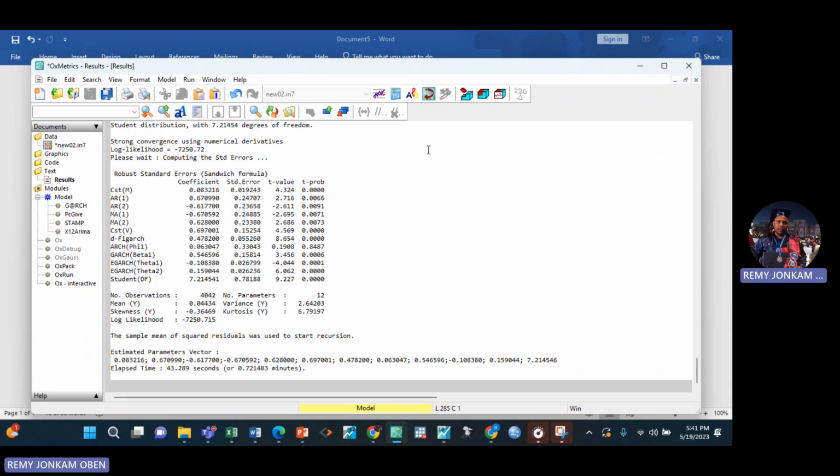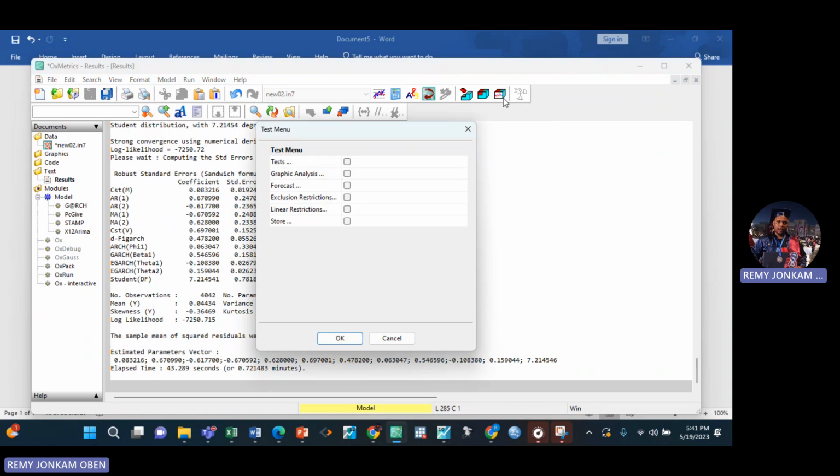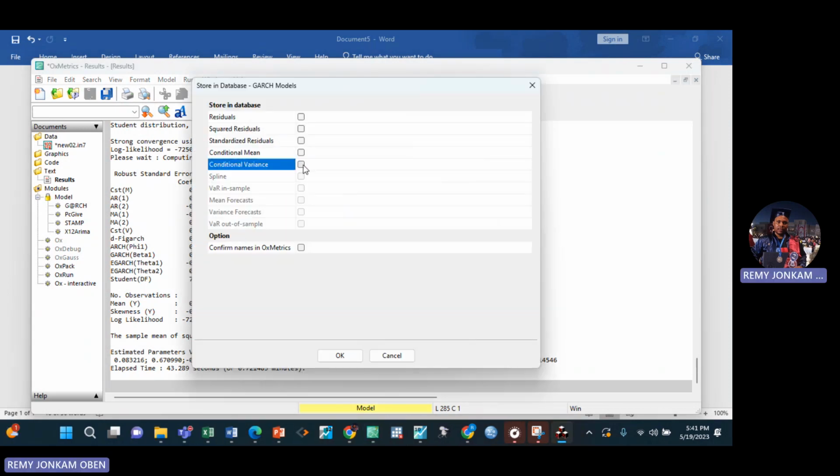Once we have this model estimated, come now to Proc. You see here Store, click on this Store, click OK. Come to conditional variance. This conditional variance is actually the volatility. So if I click on this conditional variance, and then I click OK, it will generate it for conditional variance. It has already generated it.